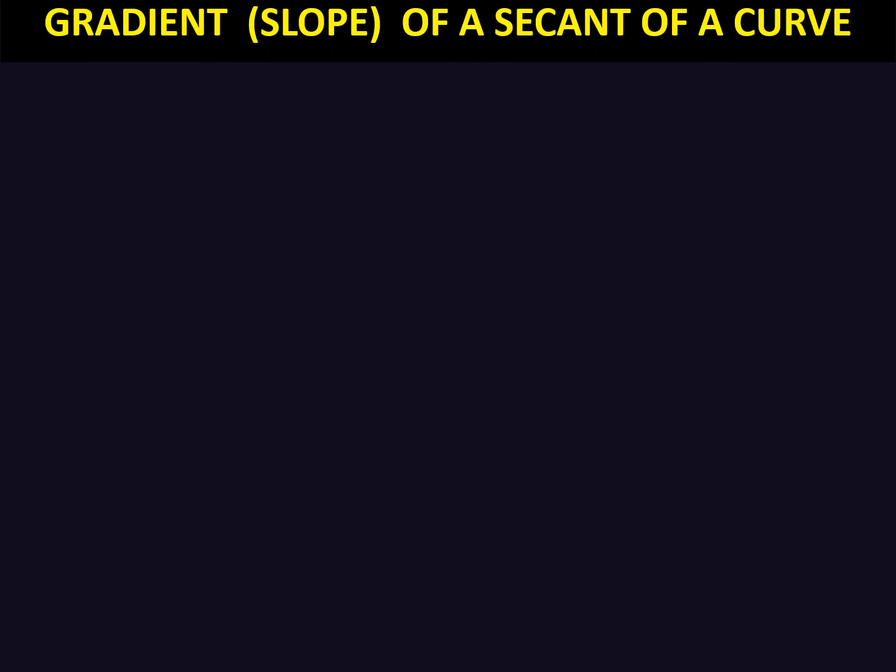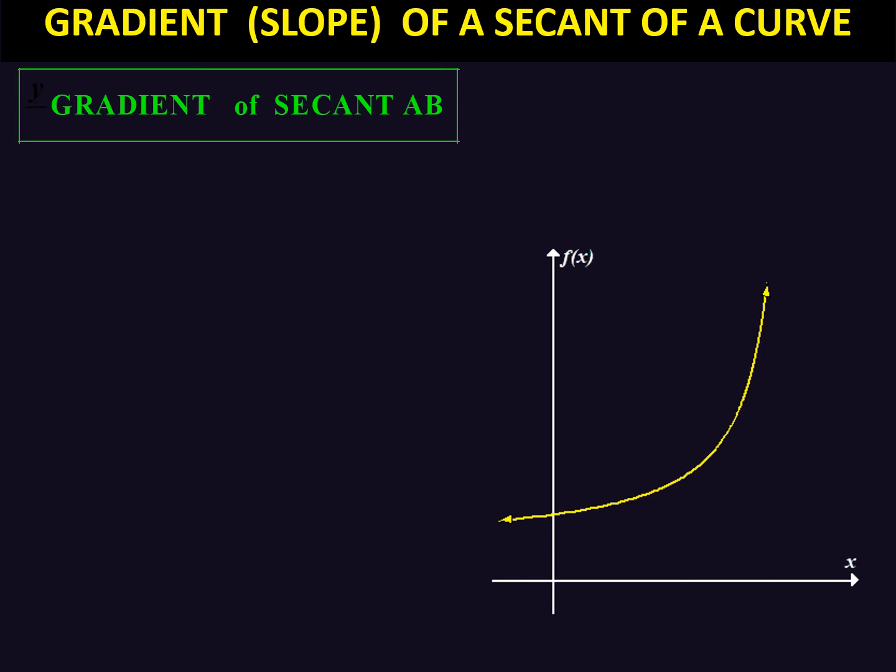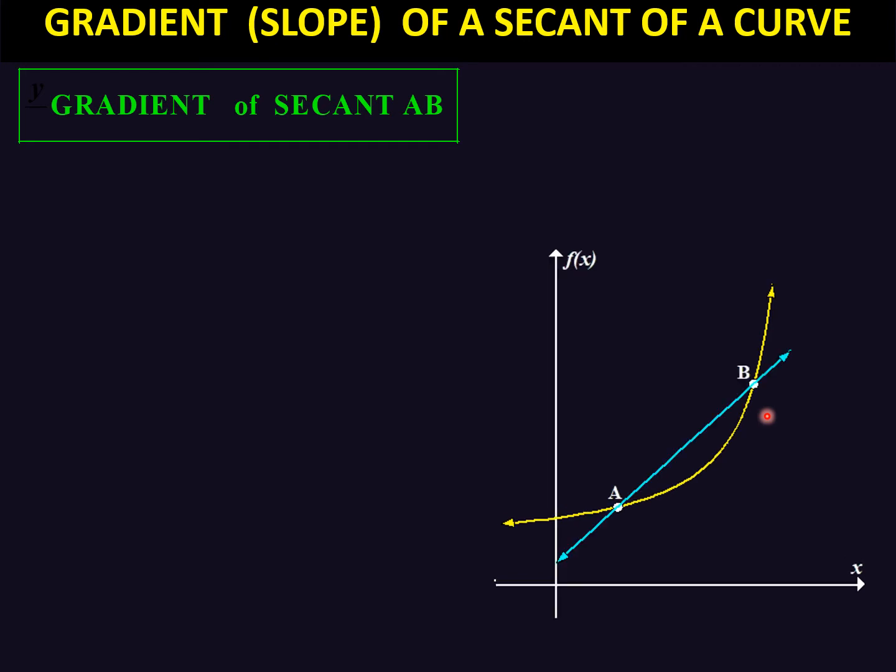So to start off, let's look at, first of all, the gradient of a secant of a curve. What is a secant? That's right, it's a line that cuts a curve at 2 points. So we're going to look at the gradient of a secant AB. There we have a function, and we have 2 points, a point A and a point B, and we are joining them, and there we have a secant AB.